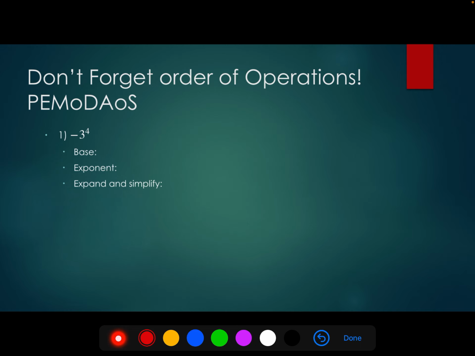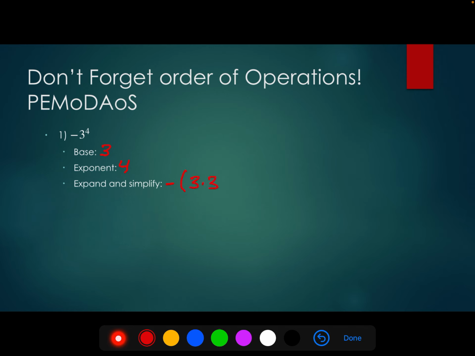So here, we just have this 3 to the power of 4. That's the only thing the exponent goes with, is this 3. It doesn't apply to that negative sign, all right? So it just goes with the 3. So here, we say that we have a base of 3, and our exponent is 4. So when we want to expand and simplify, we can write that as a negative, because that goes out front. That didn't get attached with that exponent of 4.